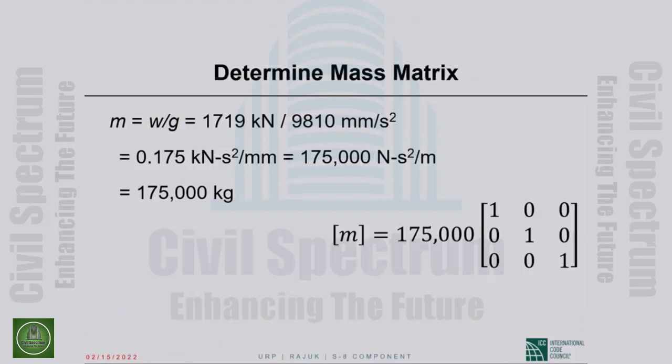The mass matrix for a lumped mass model is a diagonal matrix with only the diagonal terms having values. The off diagonal terms are 0. Okay? So the mass matrix has 175,000 here, 175,000 here, and 175,000 mass at level 1. So we can take 175,000 out. So this is what our mass matrix looks like.